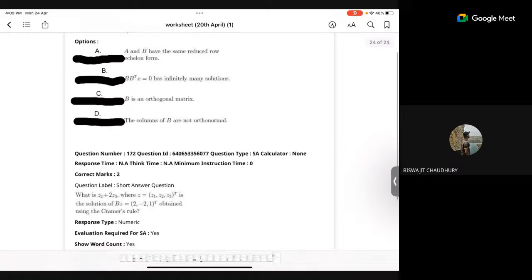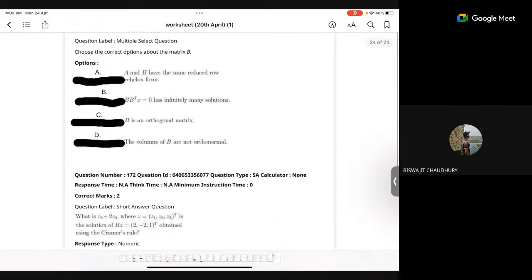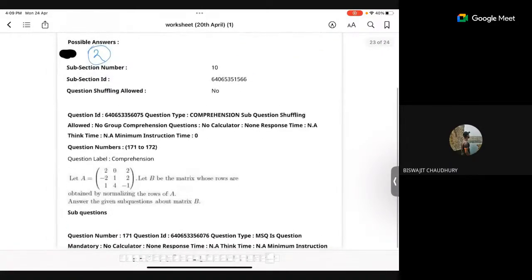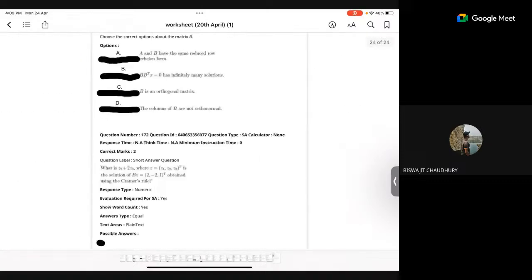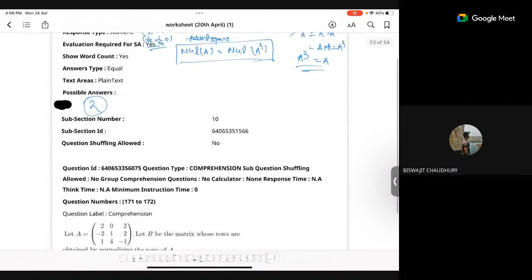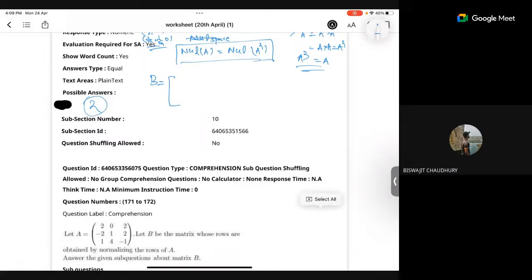Okay, so now we'll quickly move to the solution part. A is given here. What will be the matrix B? It is given that B is the matrix whose rows are obtained by normalizing the rows of A. Normalizing means you divide the row by the norm of that row.